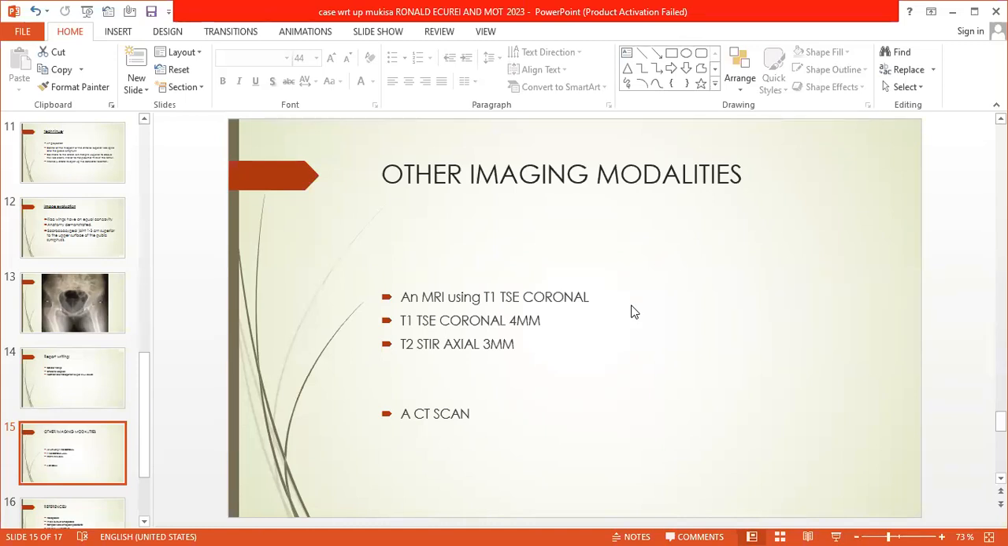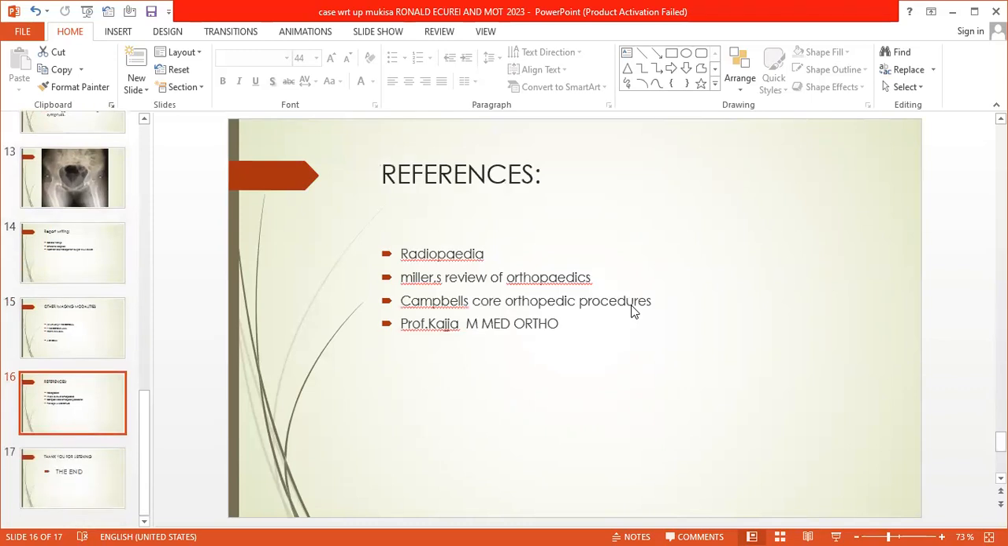Remember, this is a traumatic patient. We might not give contrast. The references were Radiopaedia, Miller's Review of Orthopedics, Campbell's Core Orthopedic Procedures. Then Professor Kaja, an orthopedic surgeon.